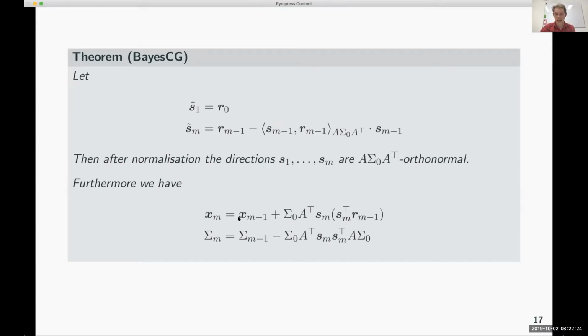So I can compute xm by taking xm minus 1 and just adding on this vector multiplied by this scalar. And I can compute sigma m by taking sigma m minus 1 and then subtracting the outer product of that vector with itself. And even more, if I don't want to store this d by d matrix sigma m through the iteration of the algorithm, I can just store these vectors sigma naught A transpose Sm, and then I can compute sigma m post hoc.